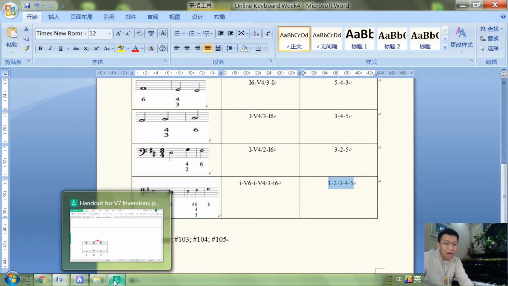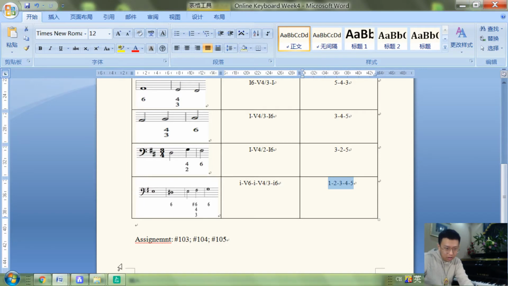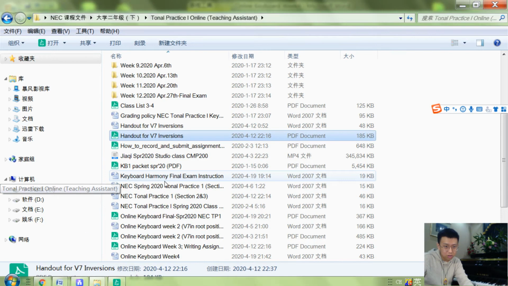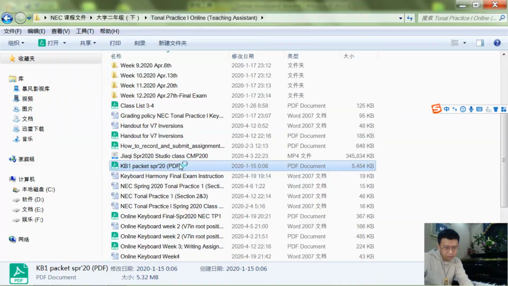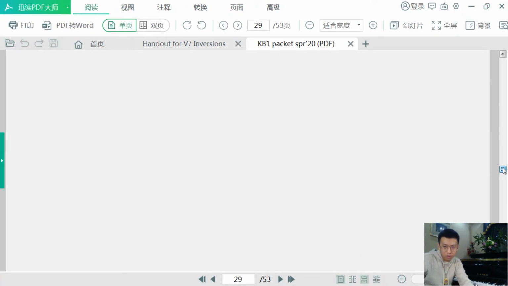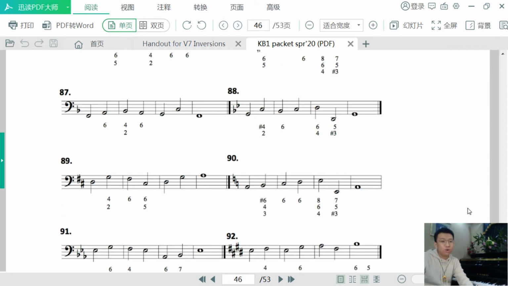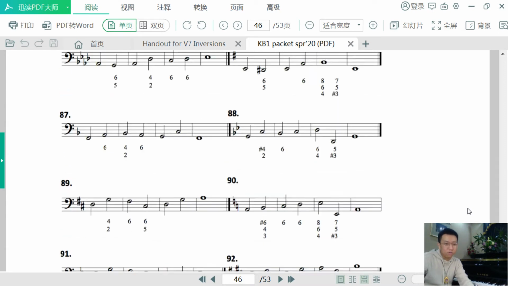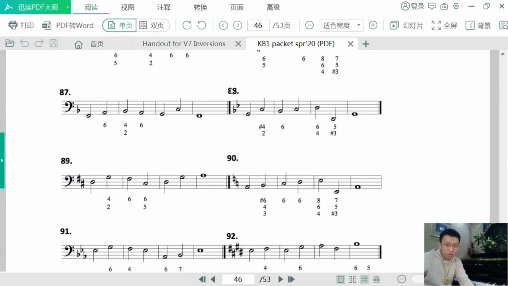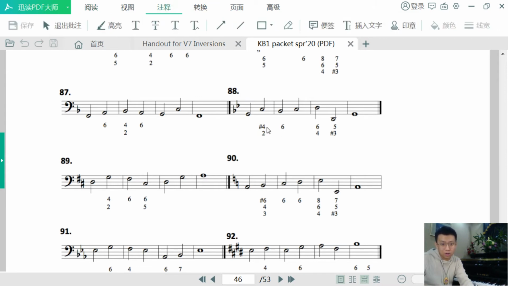Okay, now I want to talk about your assignment from last week for the short progression. Let me see, where is it? Okay, in here. So I assigned several exercises. But I forgot, sorry. But let's just look. How can we start the beginning, like number 88? This is 1-5-4-2 to 1-6, right? I should write this down.